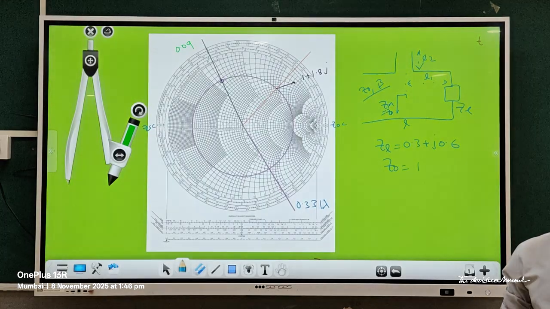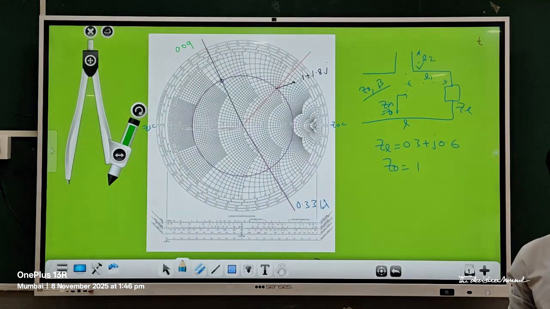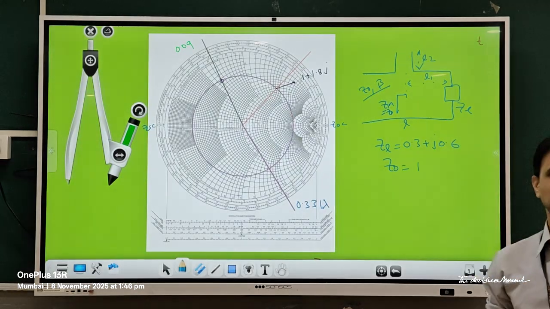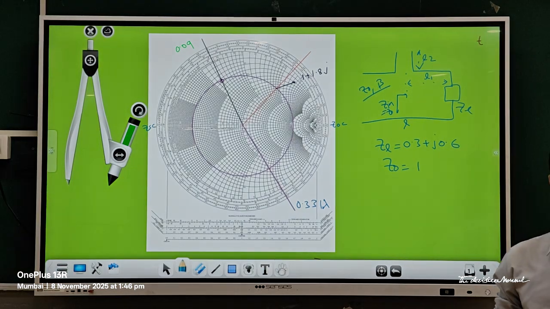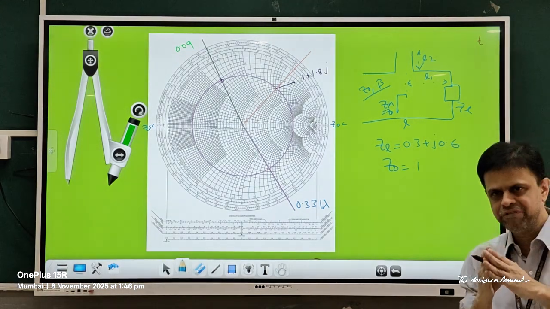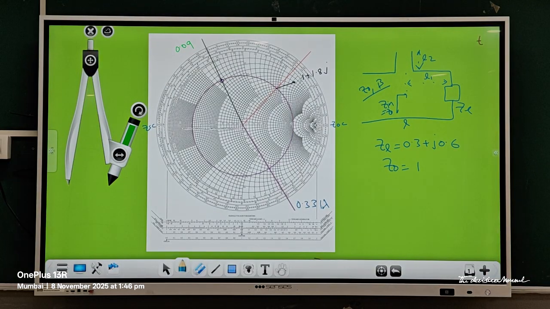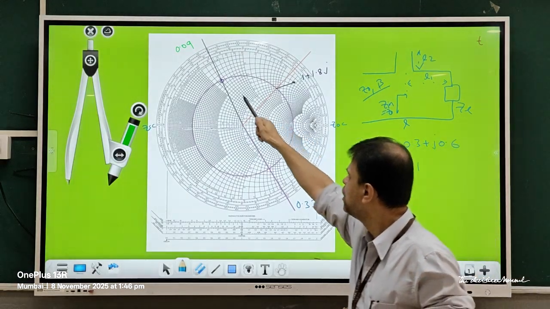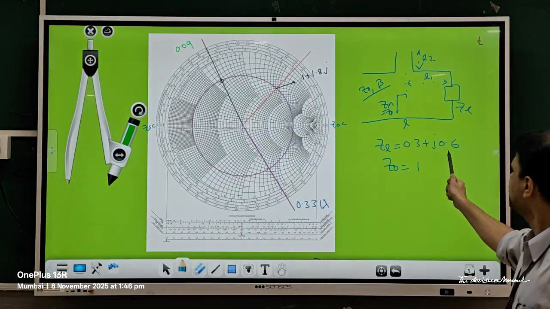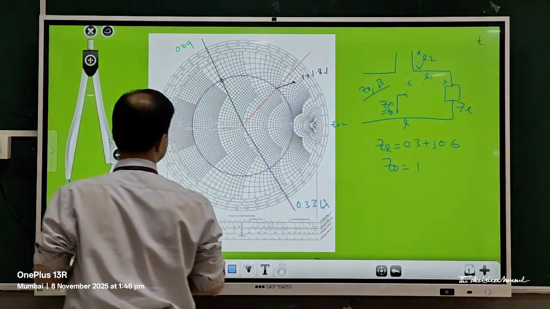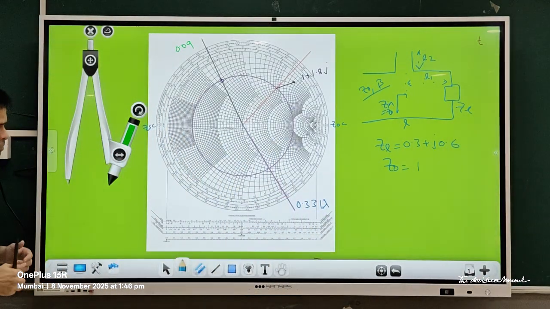Again, one more important note: as we have said in the parallel connection, we are going to move along a constant gamma circle. Why? Because we do not add any loss, we do not add any resistors, so we are not changing the value of gamma in the process. So let's begin in a similar manner to what we did in the parallel case. The first step is obviously locating the impedance point. This is the value of the load impedance ZL, that is 0.3 plus j0.6, which is located over here.